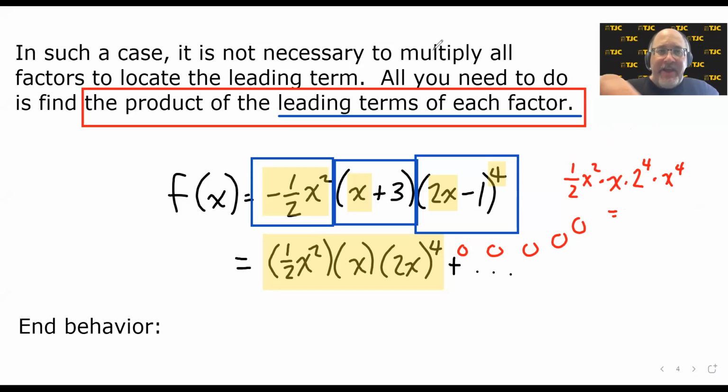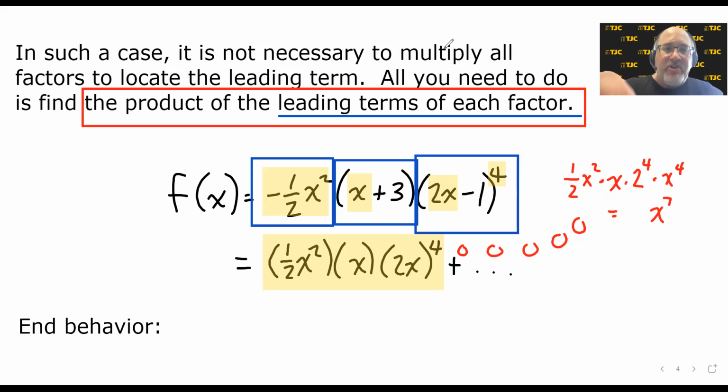Well, if you count up all the x's, there are 2 of them here, 1 of them here, and 4 of them there. That's a total of 7 x's. You could also just add the powers. So we're going to have an x to the 7th power.